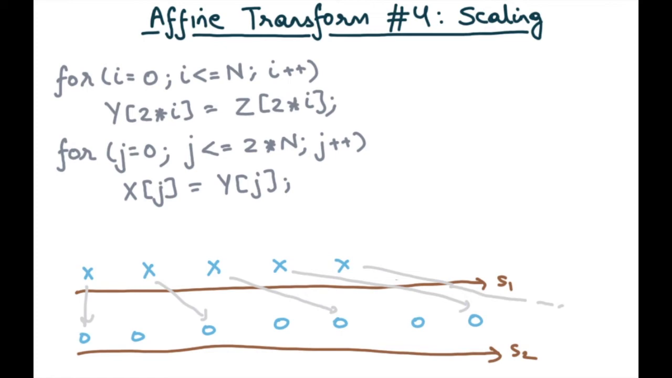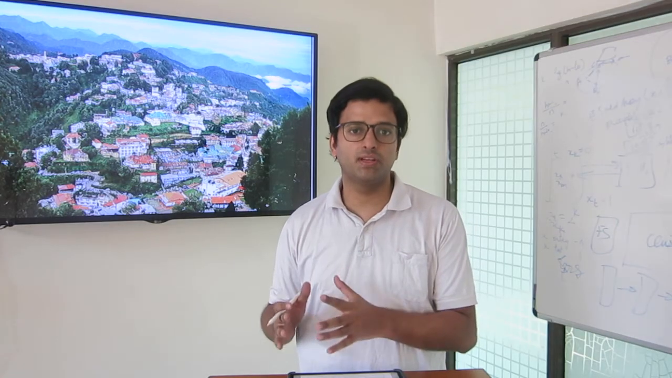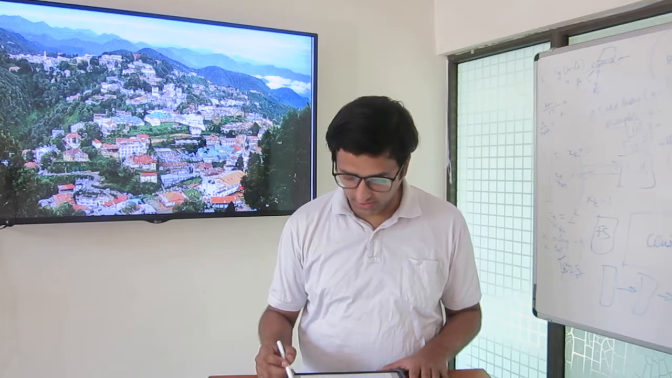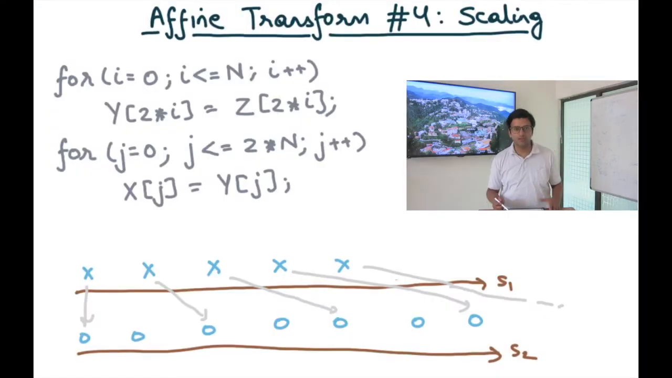Today we are going to discuss the fourth primitive affine transform, which is called scaling. And let's look at this example to understand scaling. For i equals 0 to n, y of 2i equals z of 2i. So we are basically updating every alternate element and also reading every alternate element in z.